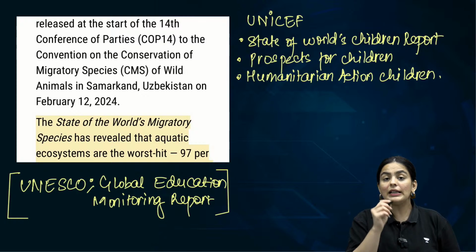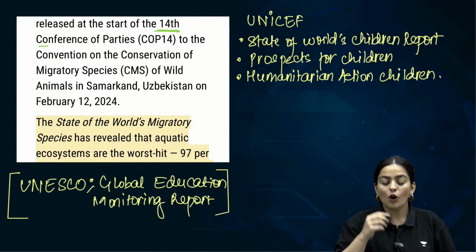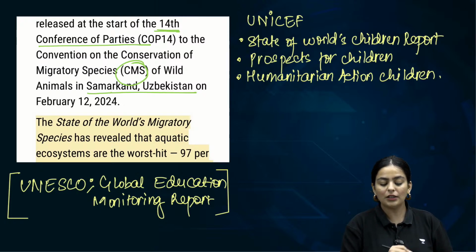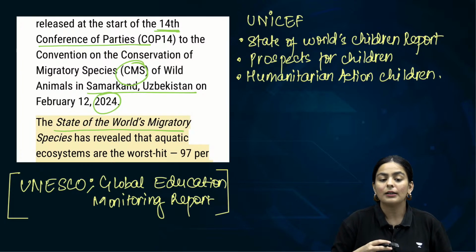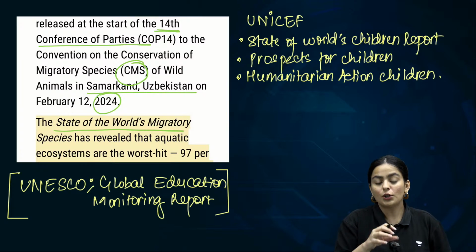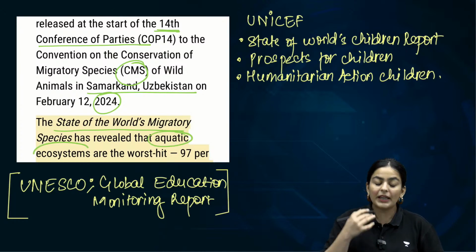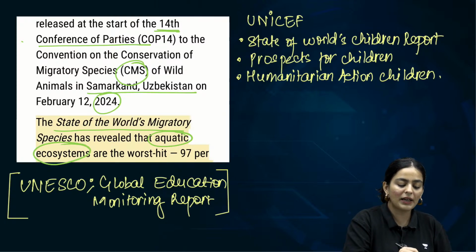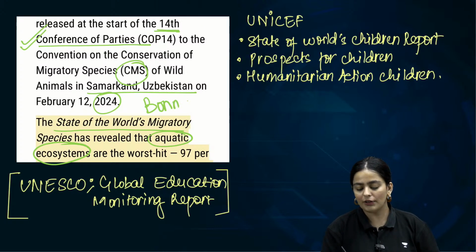Let's check this out. It was released at the 14th Conference of the Parties of CMS that happened in Samarkand in Uzbekistan in February 2024. The State of the World's Migratory Species has revealed that the species which are most prone to extinction or threat are the aquatic ecosystem species. They are the worst hit when it comes to the migratory species. Clear about this? So this is released by CMS, also called the Bonn Convention.